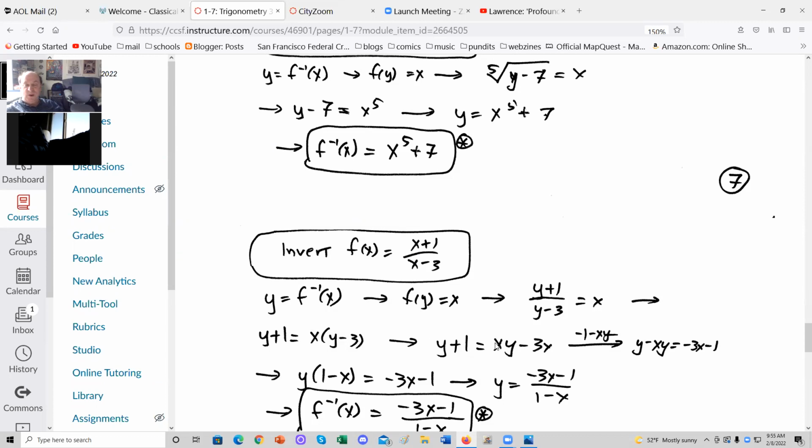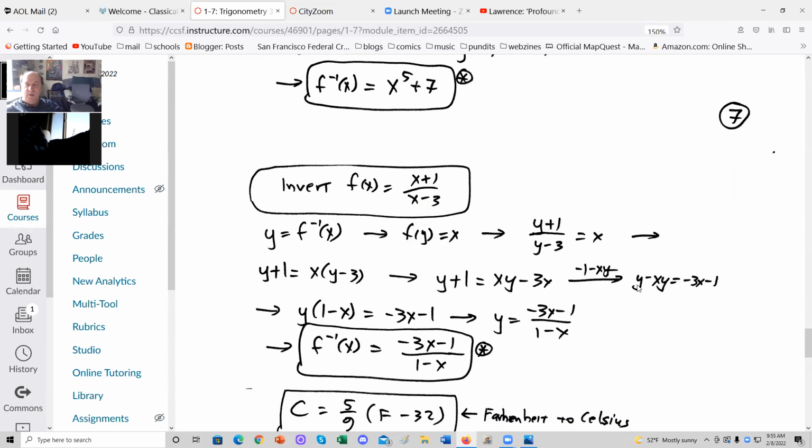We do some distribution. y + 1 equals xy - 3x. We transpose the xy term to the left by subtracting xy from both sides. We transpose 1 to the right side by subtracting 1 from both sides. And after that, we get y - xy equals -3x - 1. Here on the left, y occurs in both terms, so we factor it out. y times (1 - x) equals -3x - 1. Divide by 1 - x. y equals (-3x - 1)/(1 - x).